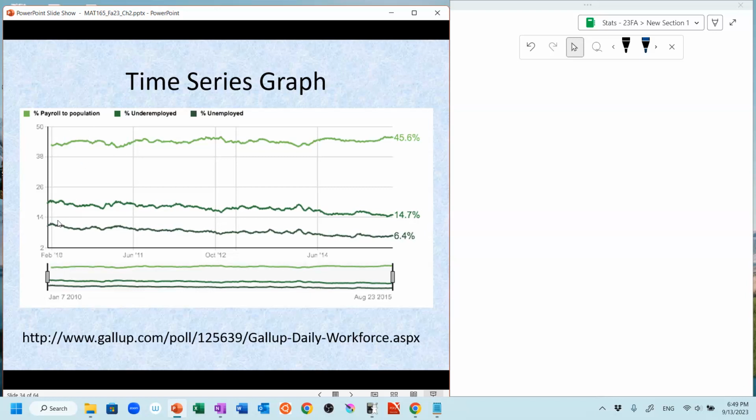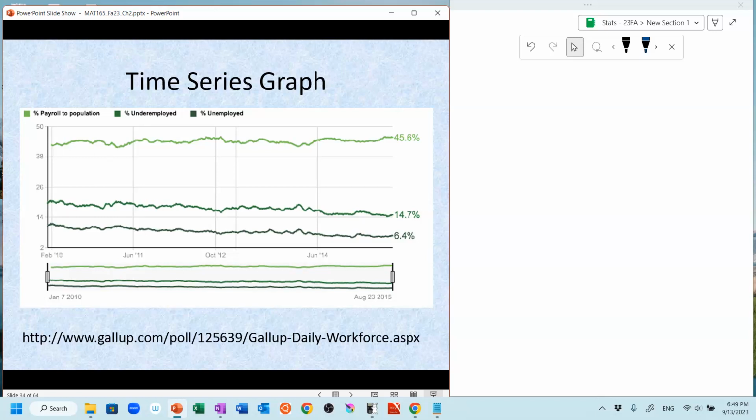But this is actually 3 different pieces of information on the same picture. So the percentage of people who are unemployed down here, and the percentage of people who are underemployed, so who have a job, but maybe it's not in their career field.